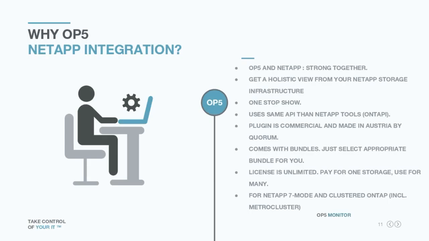Why? OP5, as I said, is a unified monitoring solution, and NetApp is a unified storage solution. So those go together really strongly. The idea is that customers can have one view where they can see all the OSI layers from bottom to up. They can see what's happening in the networking layer, the storage layer, the server layer, and so on. So basically a one-stop shop, you get all those things.